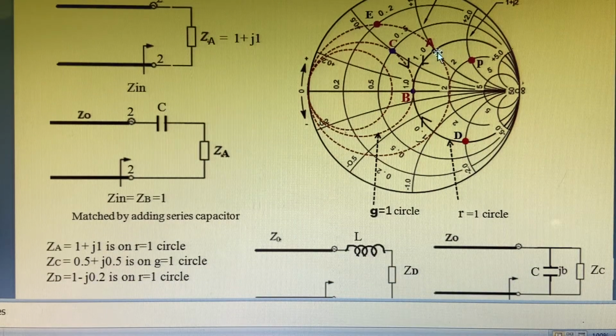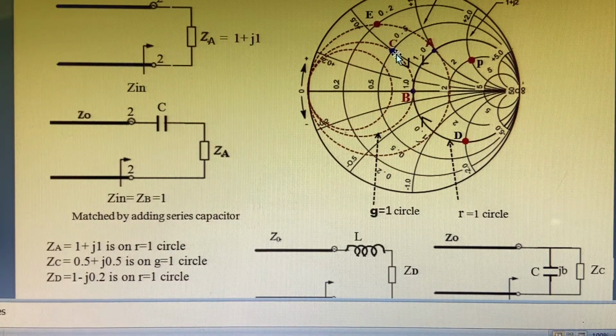So if the load is A, we moved from here to here, we stopped. That means from A on the resistance circle, we moved like this to reach the point B. So we are moving on the resistance circle in the anti-clockwise direction. It adds a capacitor that gives a solution.